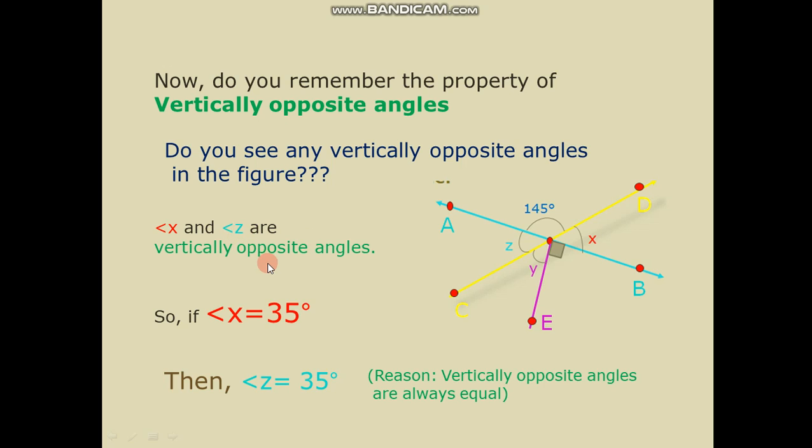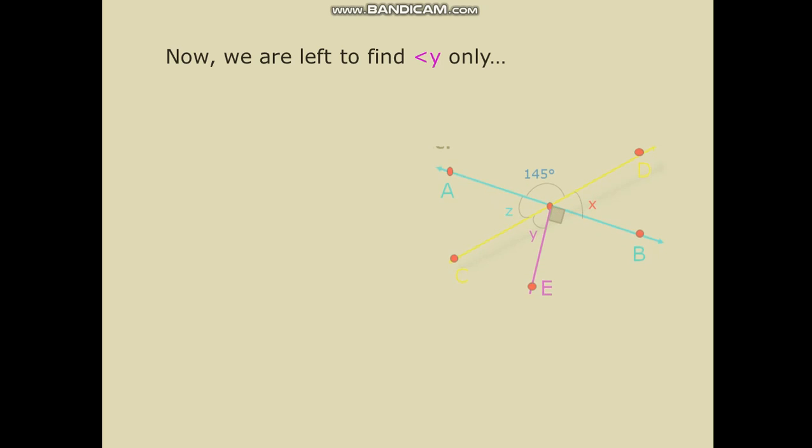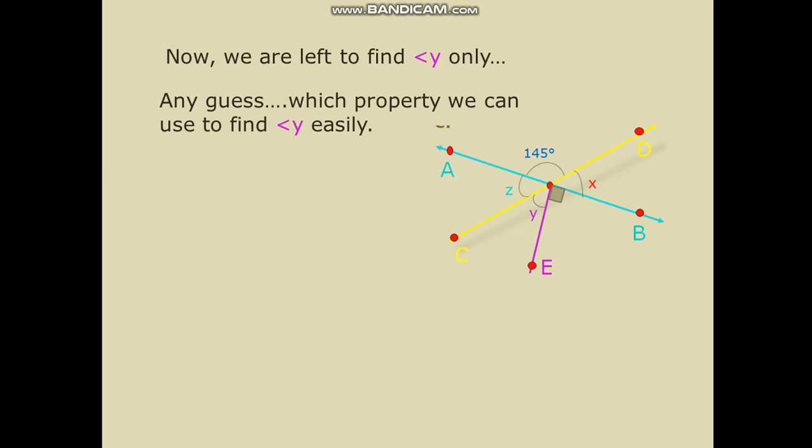I have also written it above. So writing it again in front of that step, the reason is vertically opposite angles are always equal. So I can say angle z equals 35 degrees as well. Now we are left to find angle y only. Any guess which property we can use to find angle y easily? We know this right angle is 90 degrees. We know angle x as well, and 145 degrees is already given. We have found angle z as well. Only angle y is left, and these are all angles around a point.